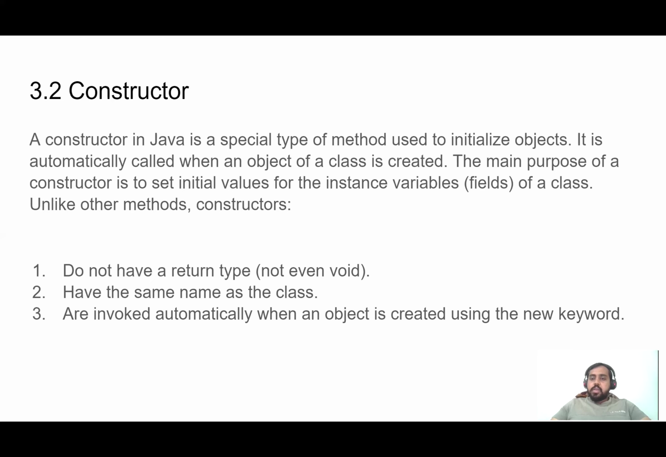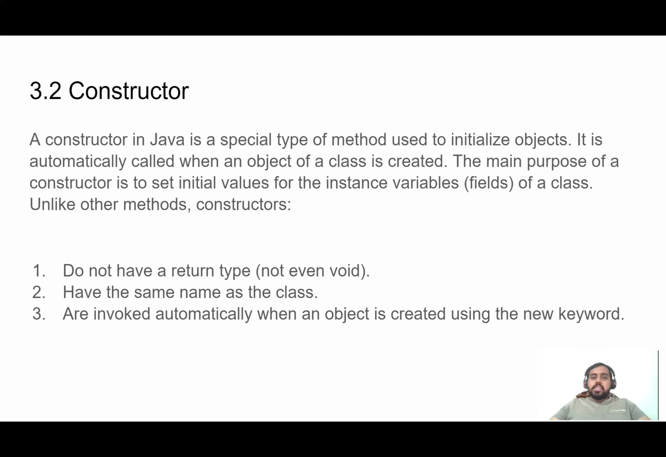When we call the new operator with a class, inside the brackets, if you pass parameterized values, it will call that parameterized constructor. Otherwise, it will call the default constructor and initialize the fields with the default values. The main purpose of a constructor is to set the initial values for the instance variables of a class.